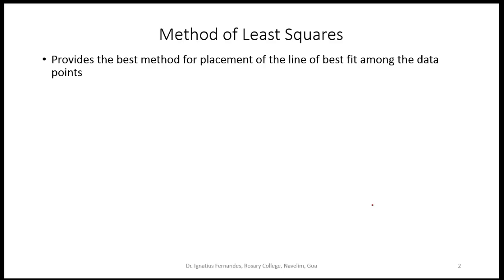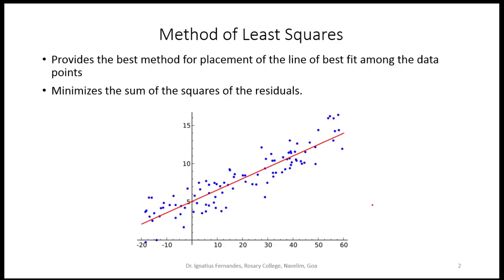Now the principle that it works on is to minimize the deviations of each point from the line that we want to fit. So it minimizes the sum of the squares of the residuals. If you look at this picture here, the blue points are the actual data points, and we are fitting a line here.